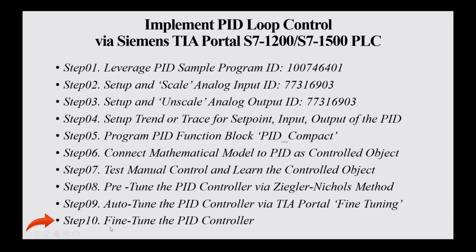In this video, we will talk about step 10, fine-tune the PID controller. From the previous video, we used the Ziegler-Nichols method and the TIA Portal fine-tuning method. Basically, we get one group of PID parameters. After step 8 and step 9, we can base on those PID parameters and the actual process performance to fine-tune our PID controller.